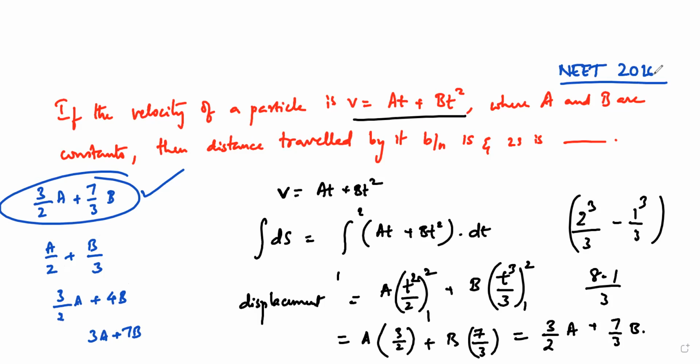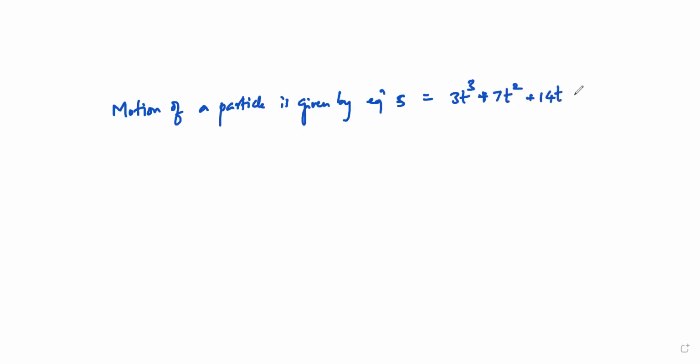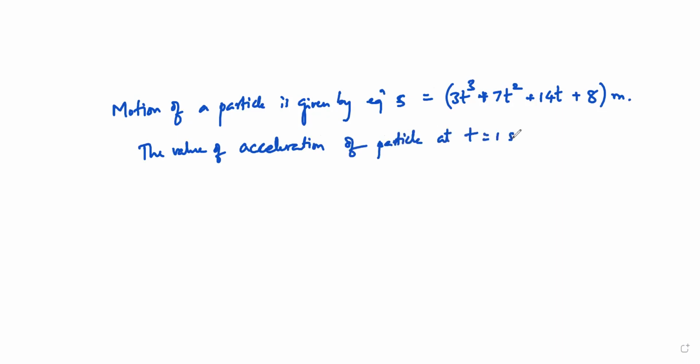Next question. Motion of a particle is given by the equation S is equal to 3t cube plus 7t square plus 14t plus 8 meters. Find the value of acceleration of the particle at t is equal to 1 second.